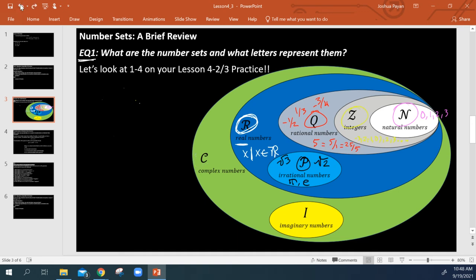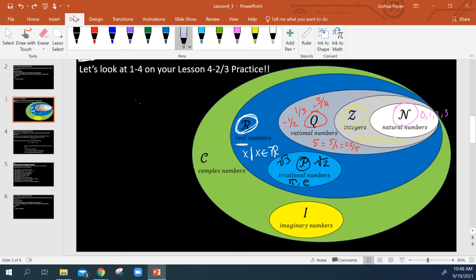Now we're getting out into the numbers we haven't learned about yet, but we will learn about soon enough. So let me figure out what color I want to use. I guess I'll just use black again.